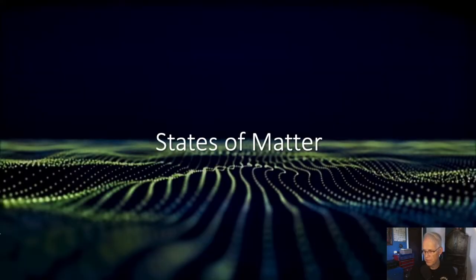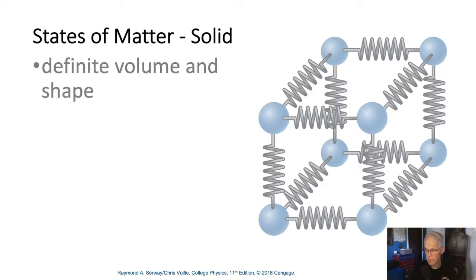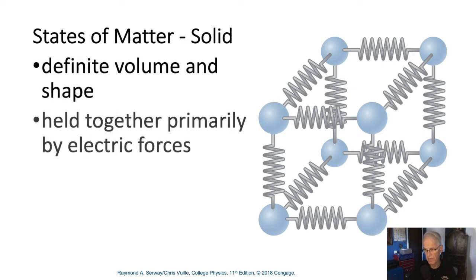First, let's review the states of matter. Starting off with solids. A solid keeps a definite volume and a definite shape. The atoms are held together by electric forces, and those are modeled here by little, say, springs. The idea is that these atoms, even though they are in specific places and are held together in specific places, they do vibrate. Anything that has a temperature over 0 degrees Kelvin does have kinetic energy.